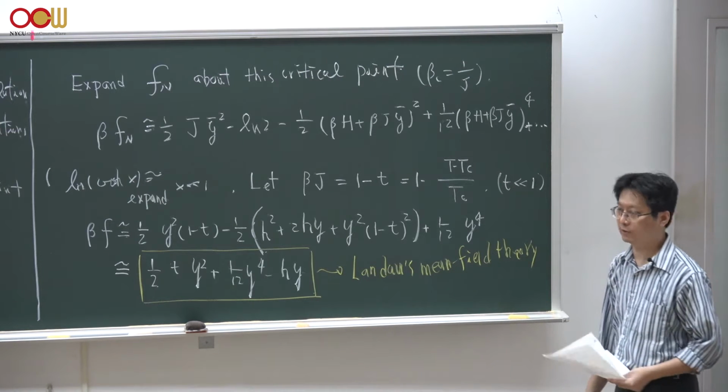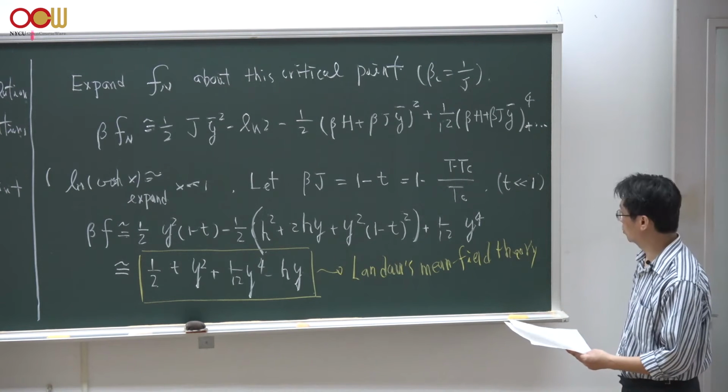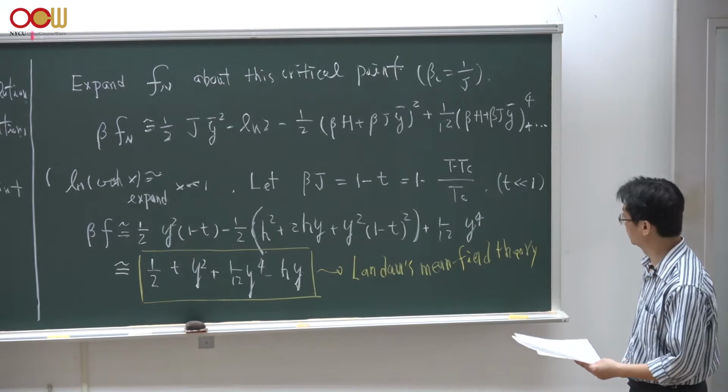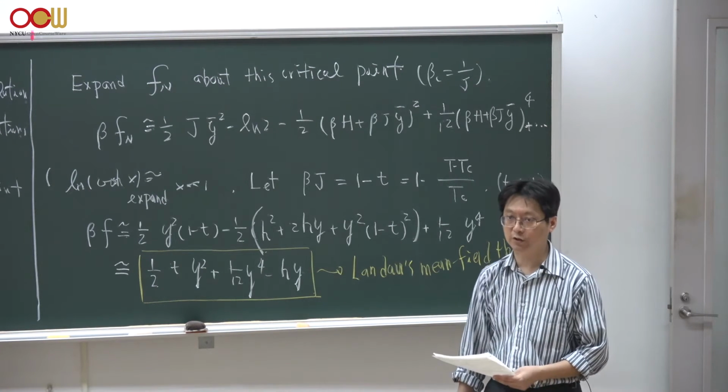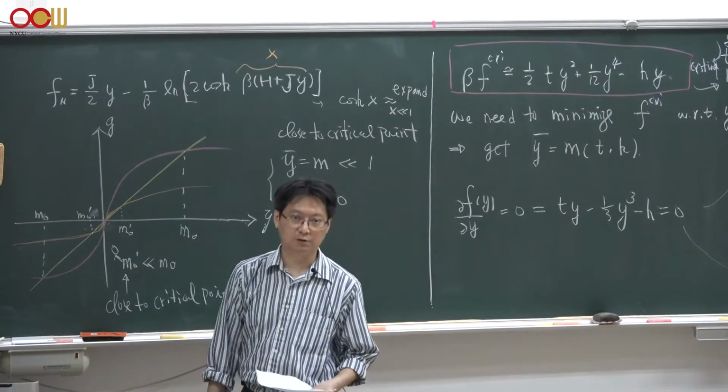Let's take a short break. When we come back, we will further try to minimize this f near the critical point with respect to y, and we get the critical exponents and so on and so forth. So we continue.